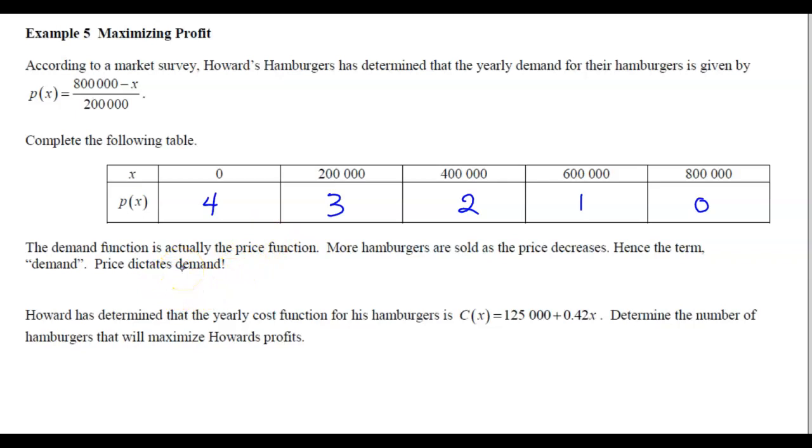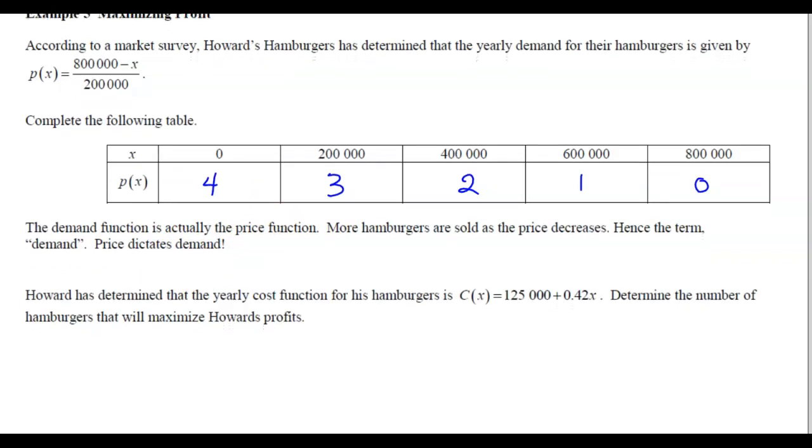Okay. So Howard has determined that the yearly cost function for his hamburgers is this. Okay. So notice that cost is not just the cost of the burger. When you run a business, there's so many other costs, not just the items that you're making or selling, right? Because you have your building, your employees, your utilities, your equipment, all that kind of stuff. So that's kind of like the 125,000 here. So determine the number of hamburgers that will maximize Howard's profits.